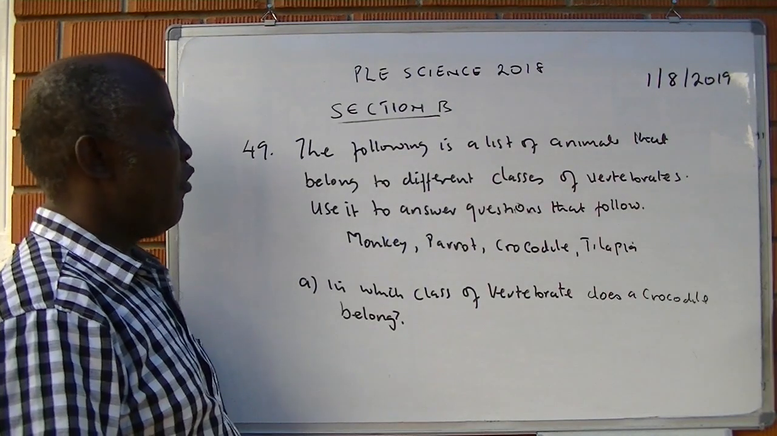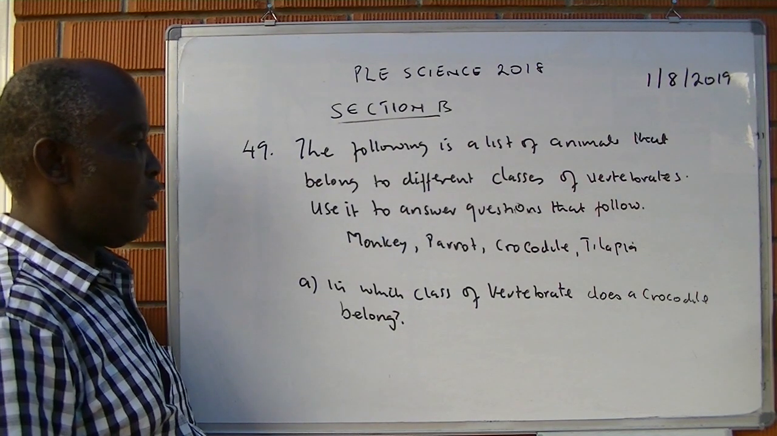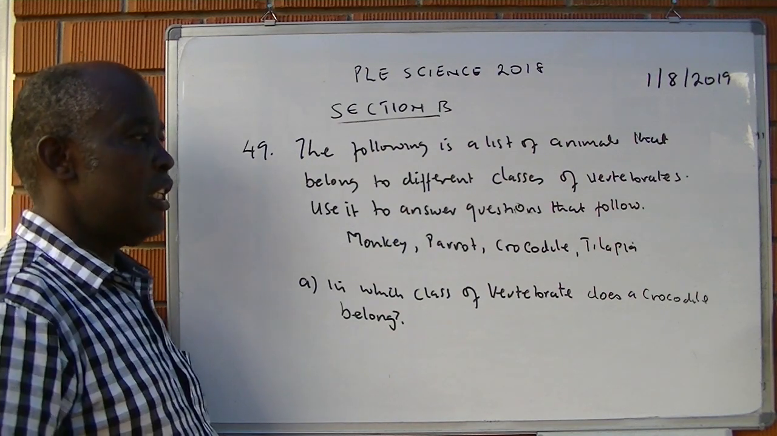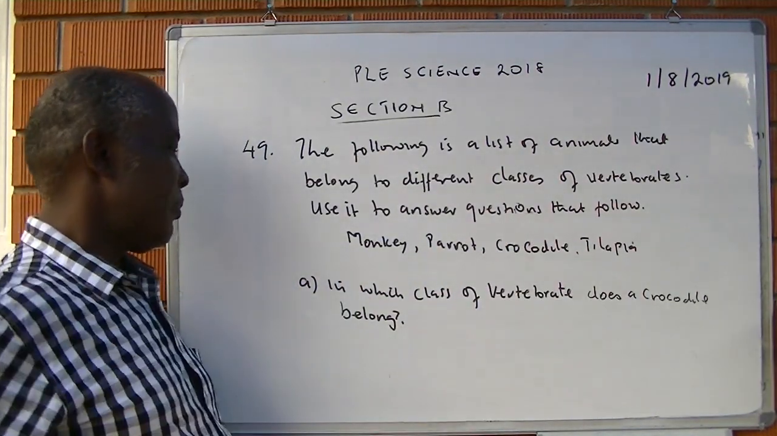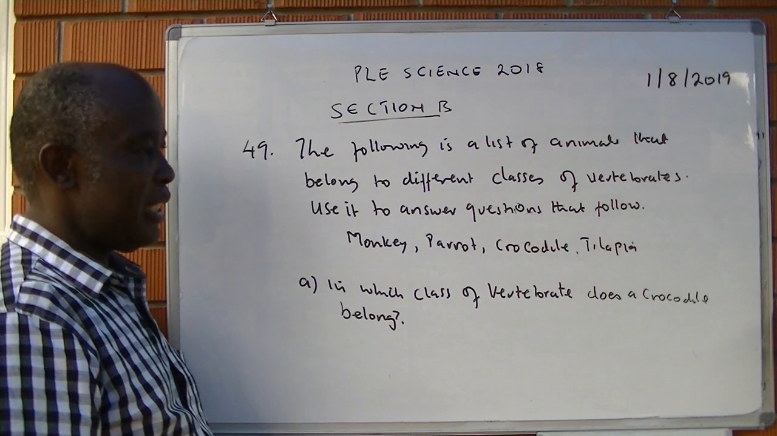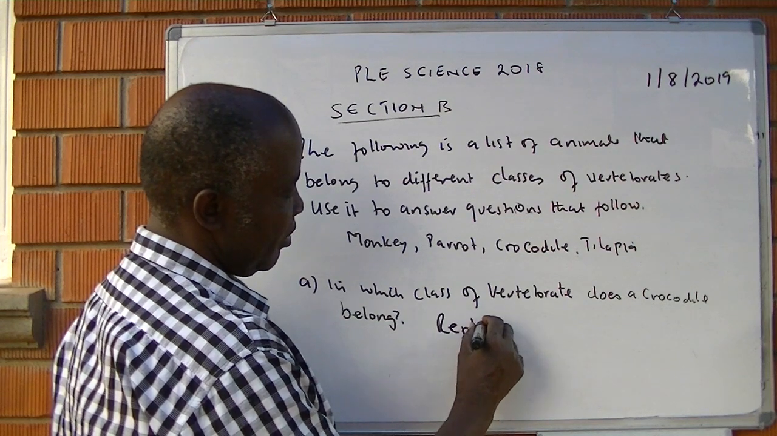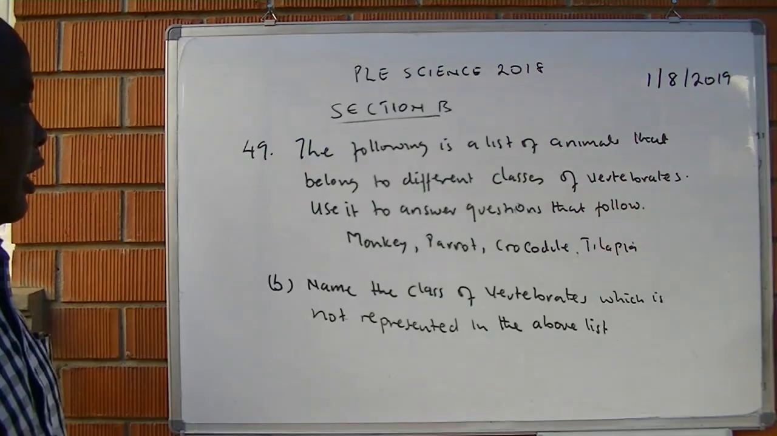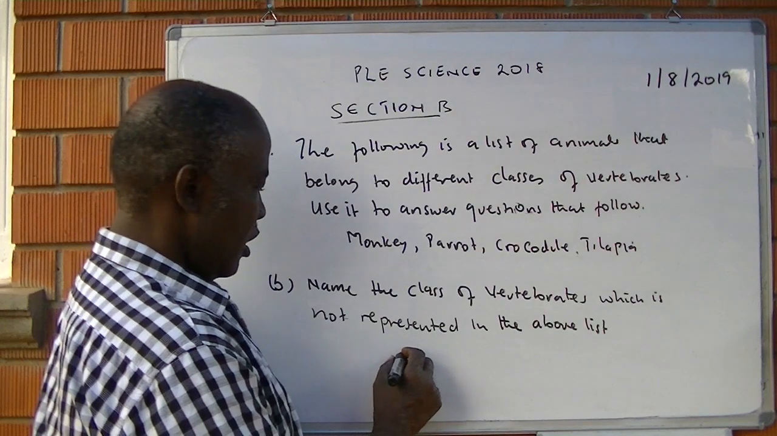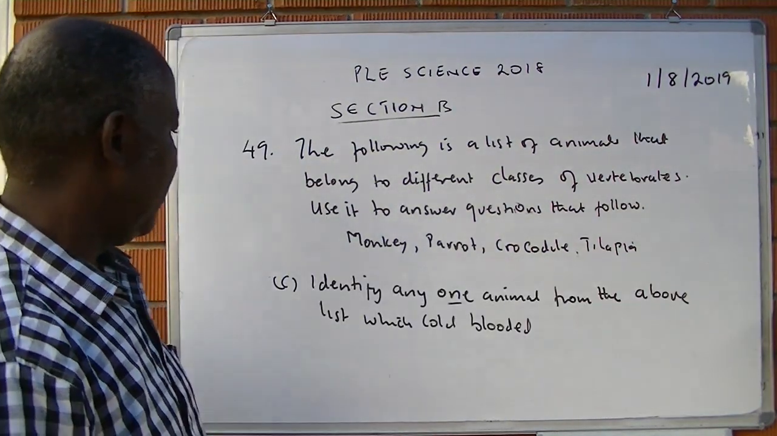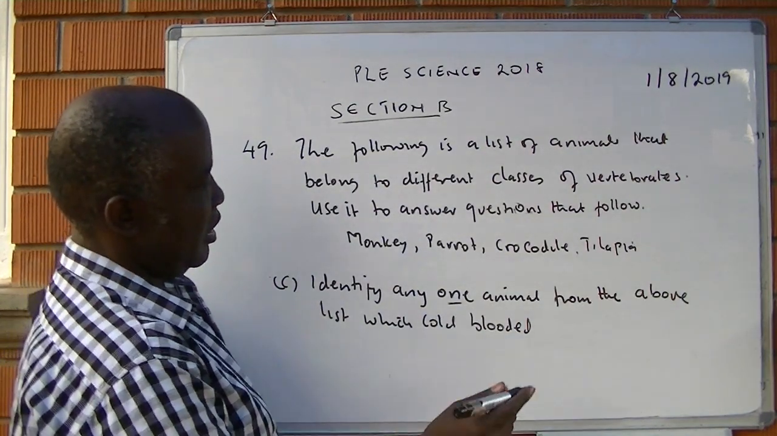For example, climbing plants depend on other plants for support to receive sunlight. Number 49, the following is a list of animals that belong to different classes of vertebrates. Use it to answer the questions that follow. Monkey, parrot, crocodile, tilapia. In which class of vertebrates does a crocodile belong? Those are reptiles. Name the class of vertebrates which is not represented in the above list. Those are amphibians.